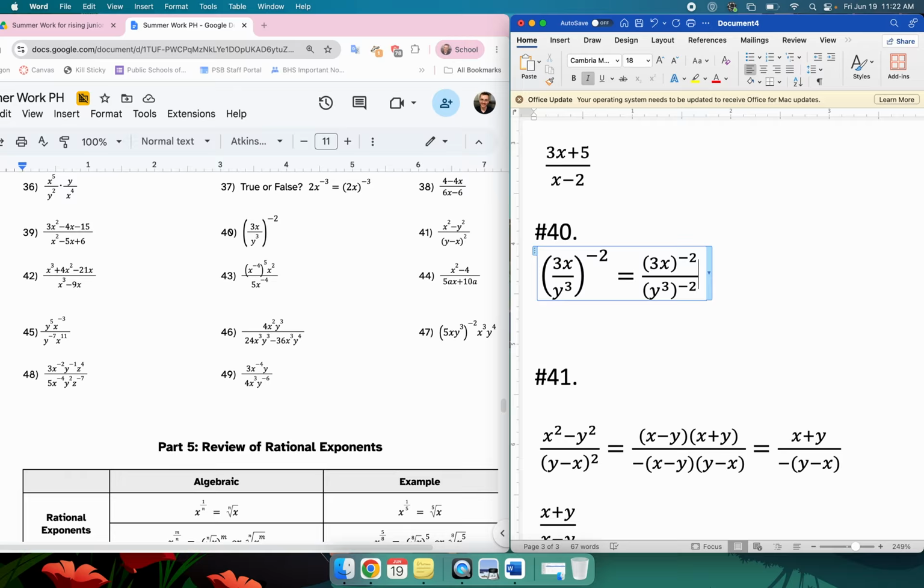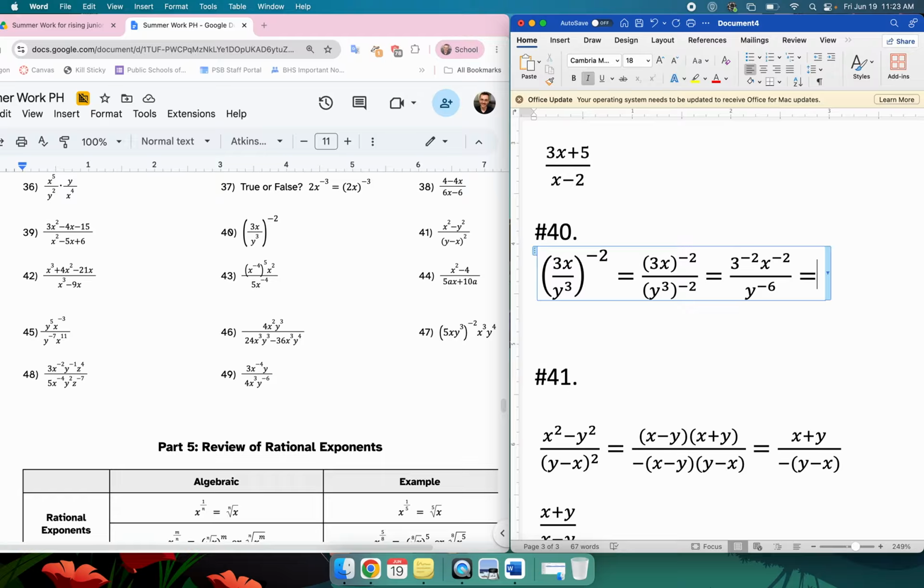You could say that. And then you could say to yourself, this negative 2 distributes to the 3 and the x separately. And so I get 3 to the negative 2 and x to the negative 2. And then here I have a power of a power, so I multiply them and I get y to the negative 6. And then you can remember, hopefully, how negative exponents work inside of a fraction.